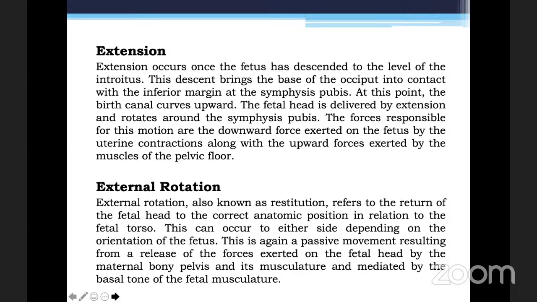External rotation, also known as restitution, refers to the return of the fetal head to the correct anatomic position in relation to the fetal torso. This can occur to either side depending on the orientation of the fetus. This is again a passive movement resulting from a release of the forces exerted on the fetal head by the maternal bony pelvis and its musculature, and mediated by the basal tone of the fetal musculature.